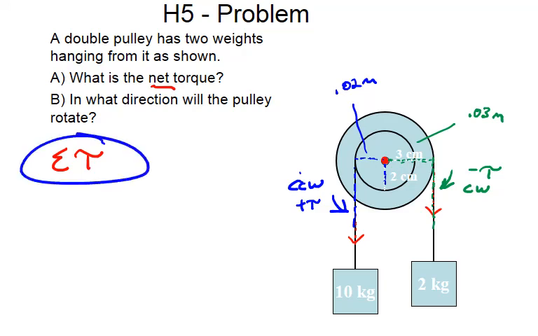So why don't you go ahead and pause the clip, calculate what the torque will be for the 2 kilogram mass and the torque from the 10 kilogram mass, and then when you're ready to check, you can hit play to continue.